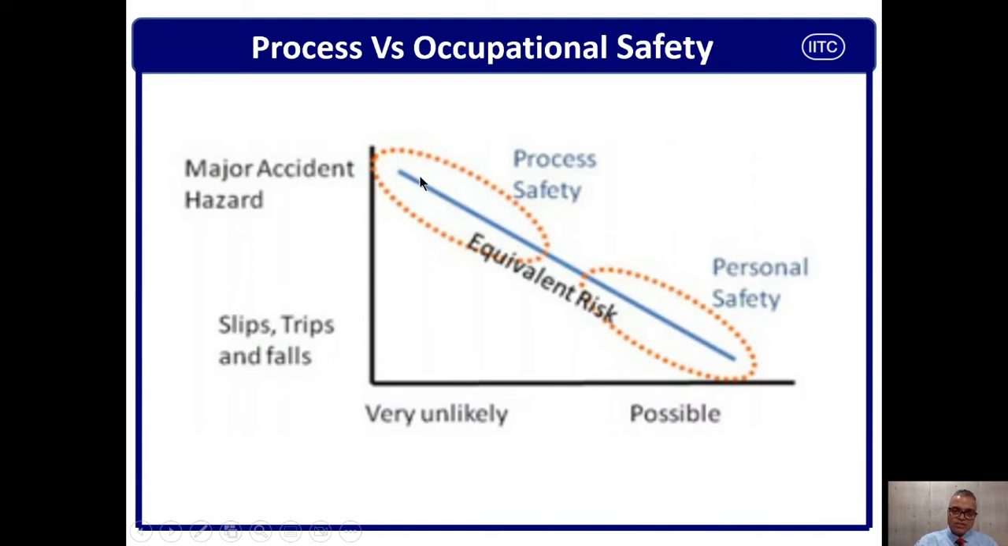Now we are talking about process safety. If you see here, process safety is very unlikely in terms of frequency and likelihood, but the severity is MAH, major accident hazard. When we say major accident hazard, that means this event can kill many people at one point of time. It has a huge impact on production loss, facility damage and financial loss. So guys, this slide is a very good slide to understand the definition as well as the difference between process safety versus occupational safety.